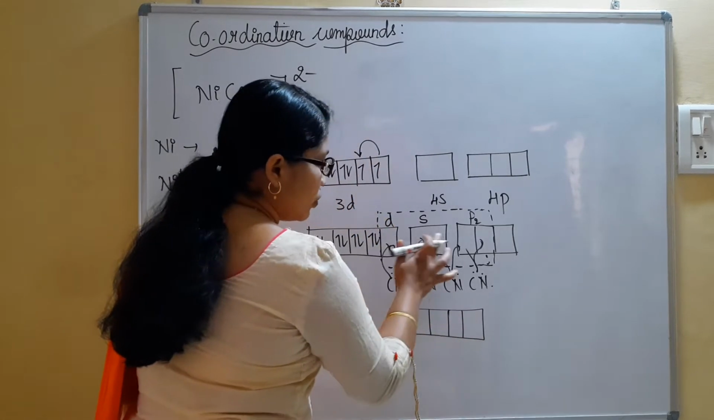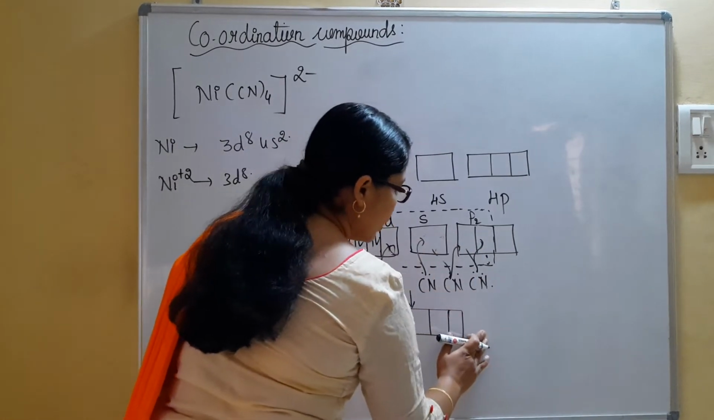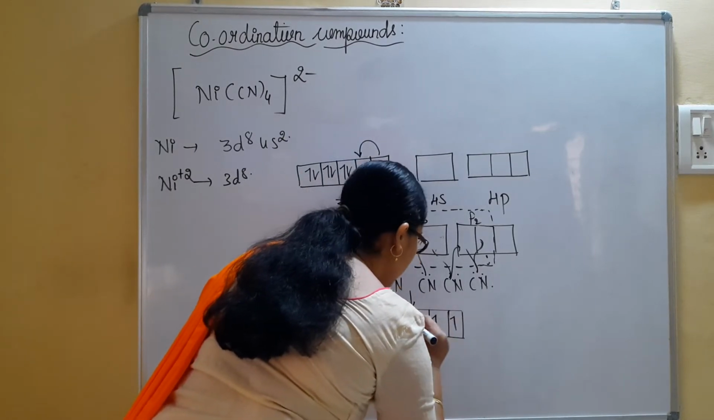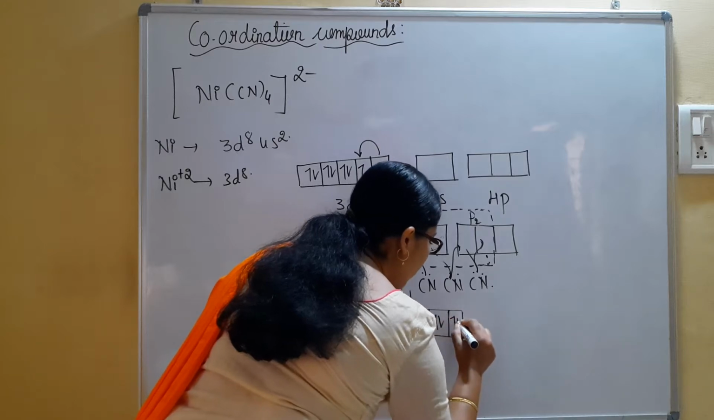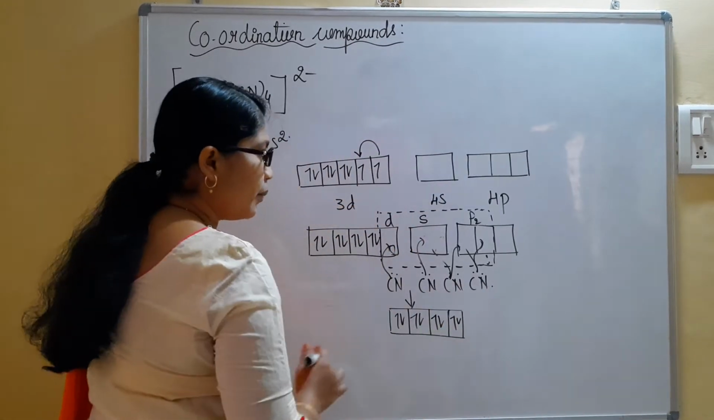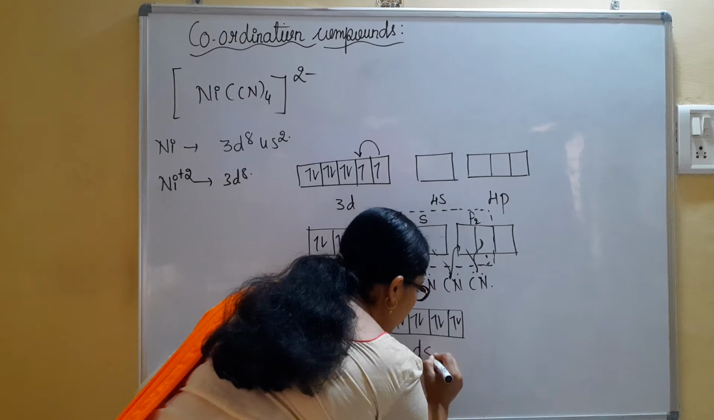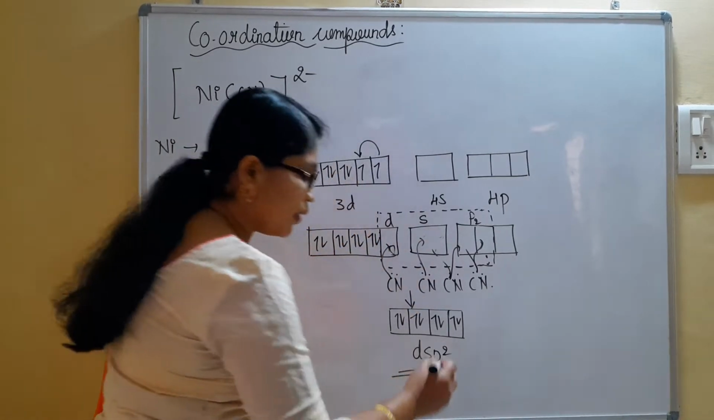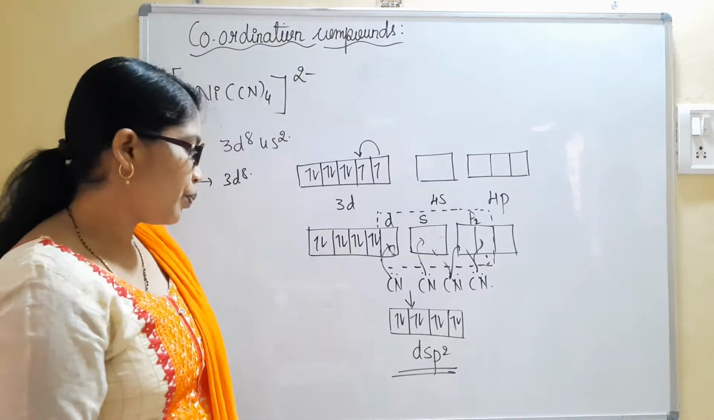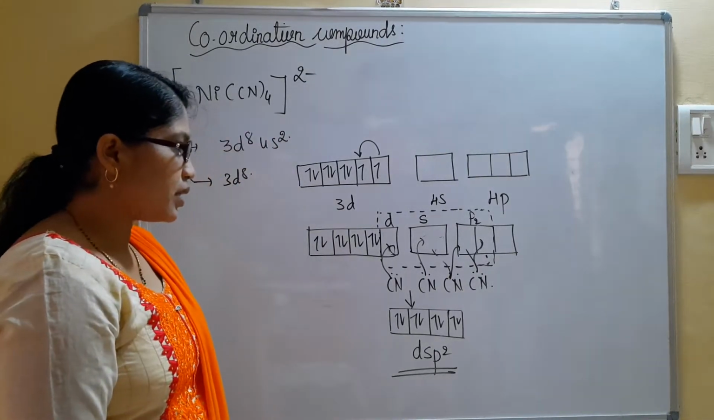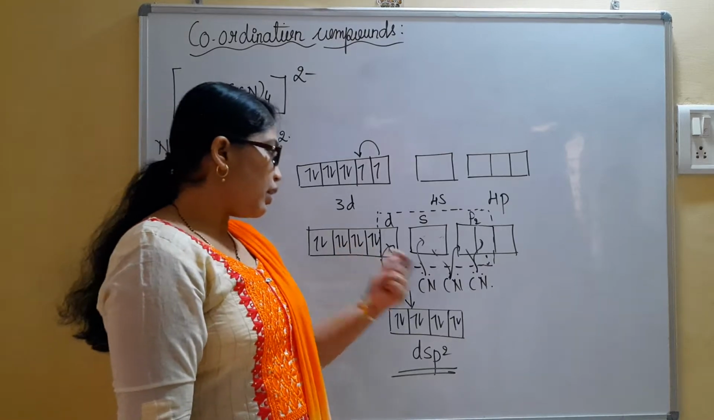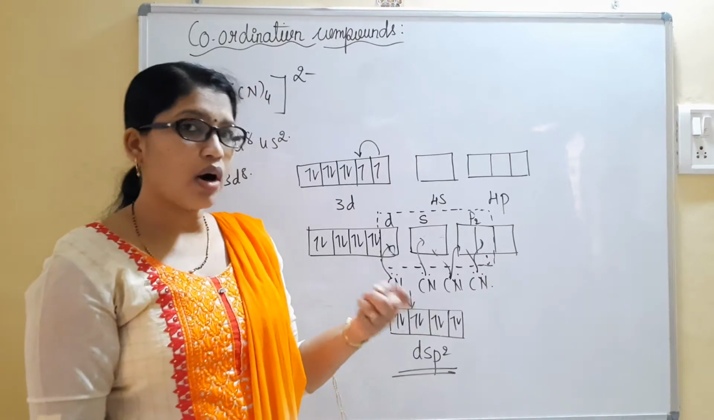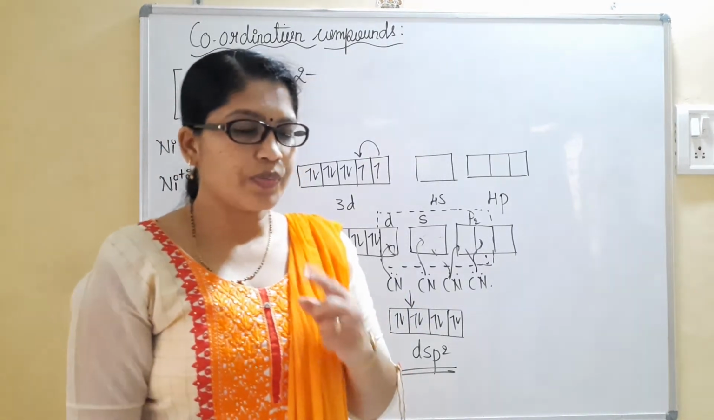So 1, 2, 3, 4. Only 4 we need here. So 1, 2, 3, 4, 5, 6, 7, 8. 4 ligands have approached here, and the hybridization I would write here is dsp2. It is dsp2. Like this, we have to find the hybridization part. So once we have written the hybridization, we must think over whether inner d orbitals are involved in the hybridization or outer d orbitals are involved. That we have to check out.